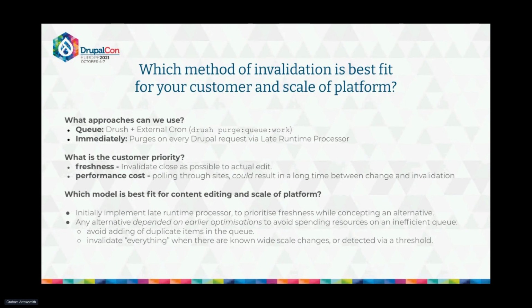Now, the alternative approach that we were looking at really depended on all the other optimizations. What we didn't want to do is have a queue with lots of duplicates, or purge individually lots of tags when really the whole site needs to be cleared. So we wanted to have queue efficiency that Hemant's just taken us through. We want to avoid adding duplicate items to the queue. We want to invalidate everything when there's wide-scale changes, or when we detect a threshold that we think in all probability means there's been rapid wholesale changes. Let's purge the site rather than execute a lot of cache tag purging.